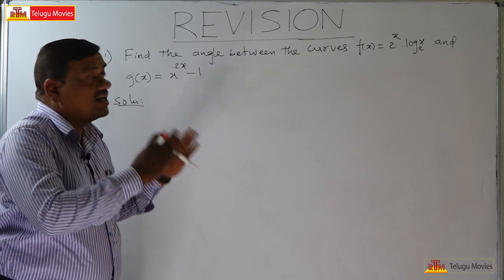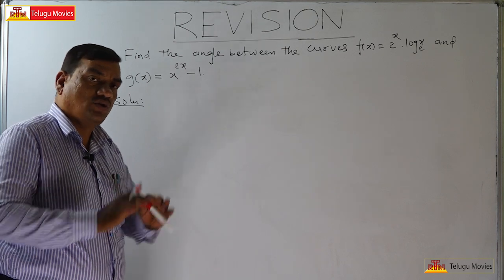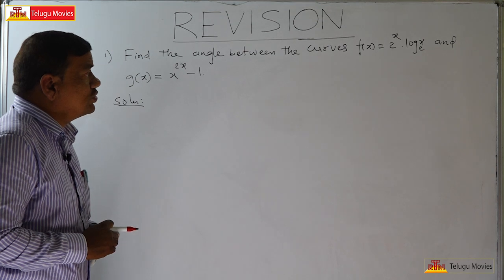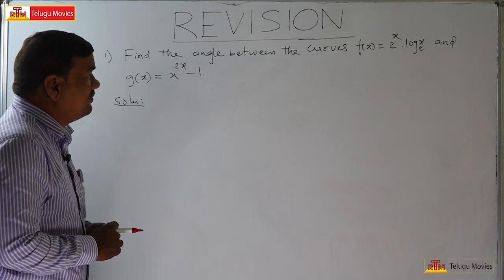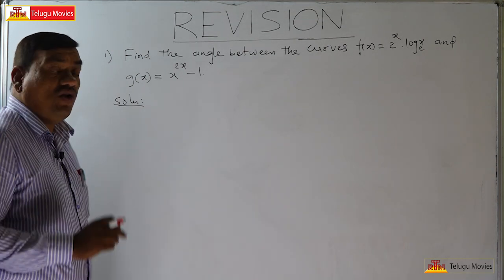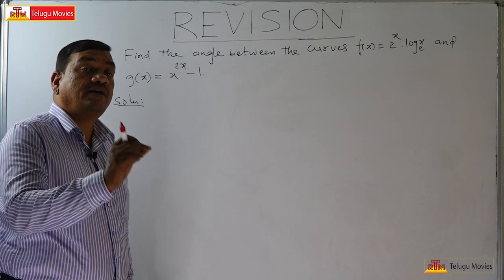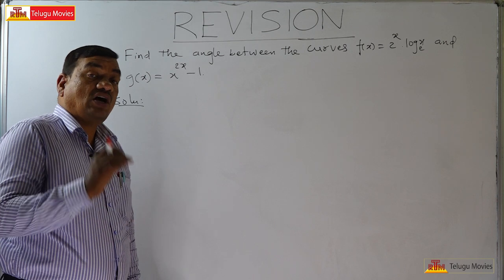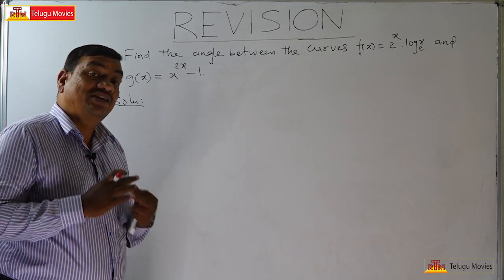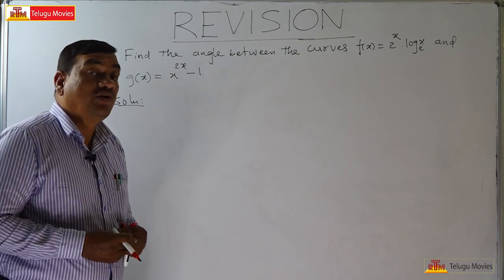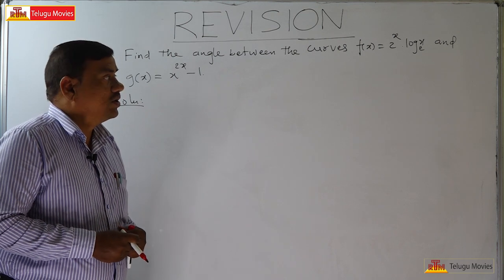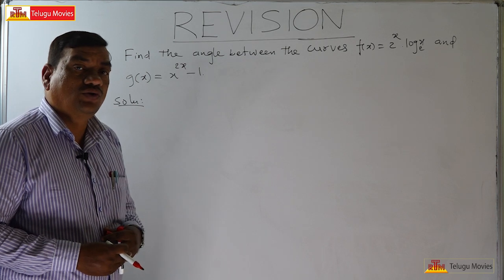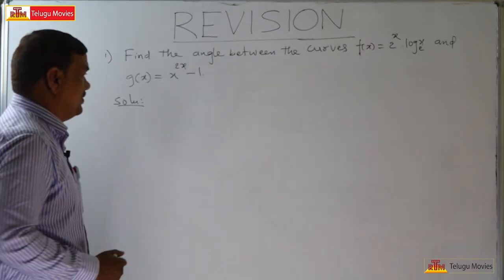You don't have the idea, so let us not try to draw the graph. Leave that thought. Then how to find the angle between the curves? First of all, we should know the point of intersection of those two curves. If at all two curves touch each other or intersect each other, then only we can find out the angle between the curves. Then to find the point of intersection, what we have to do? We have to solve these two equations.